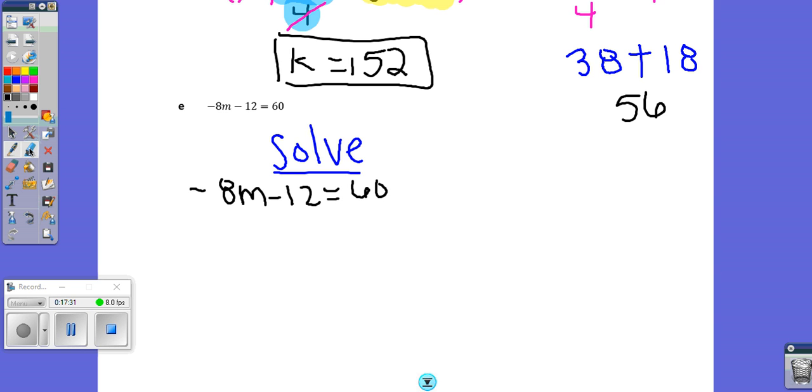All right, so the inverse operation of subtracting 12 is addition. So we will add 12 to both sides. So plus 12, plus 12.